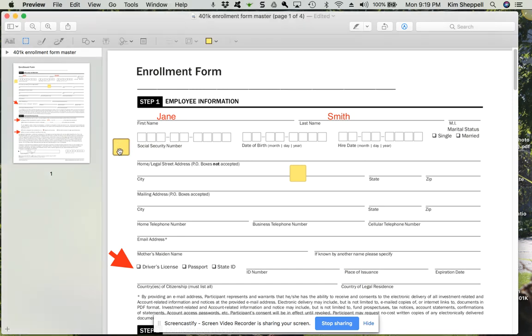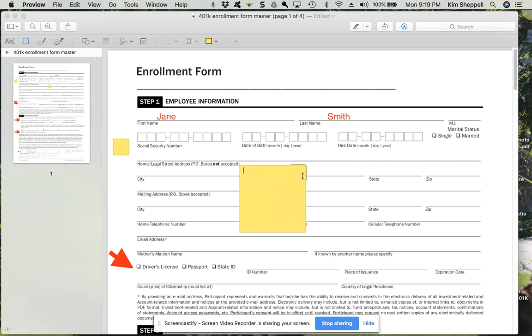In this area, you will need your social security number, your date of birth, and your date of hire. If you don't recall your date of hire, please contact Human Resources and they'd be happy to give that to you.